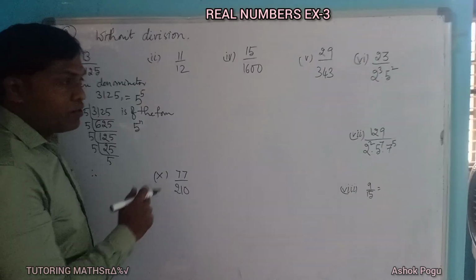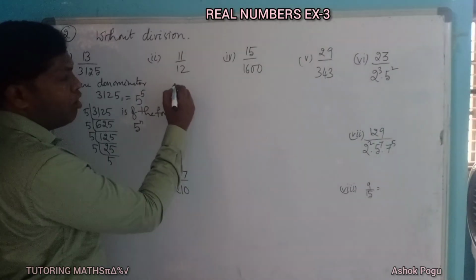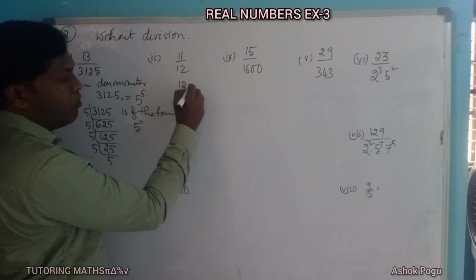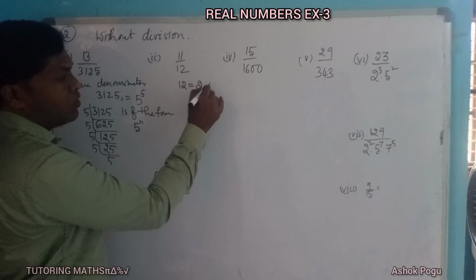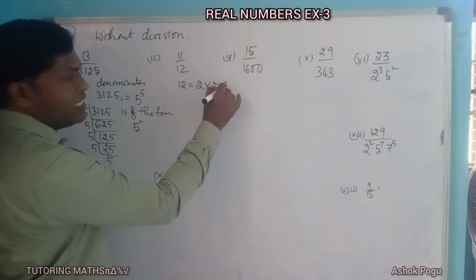And let's come to the second question, 11 by 12. What is the denominator? 12. What are the prime factors of 12? 2 twos are 4, 4 threes are 12.